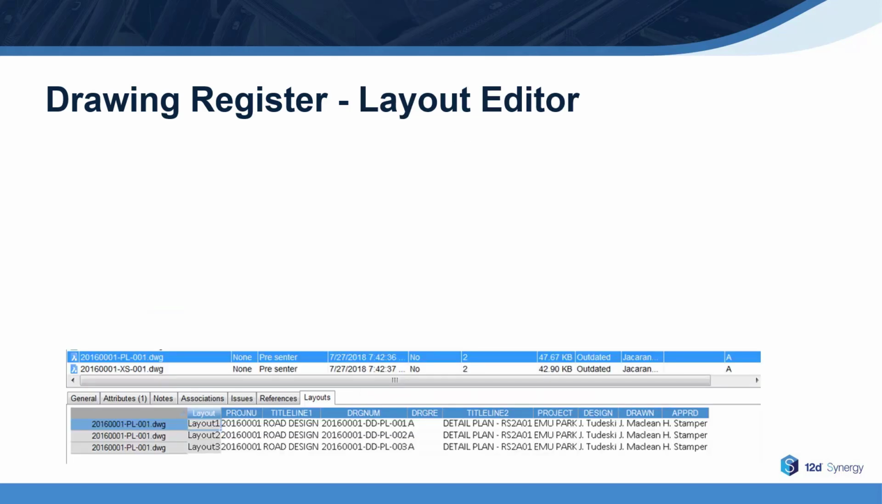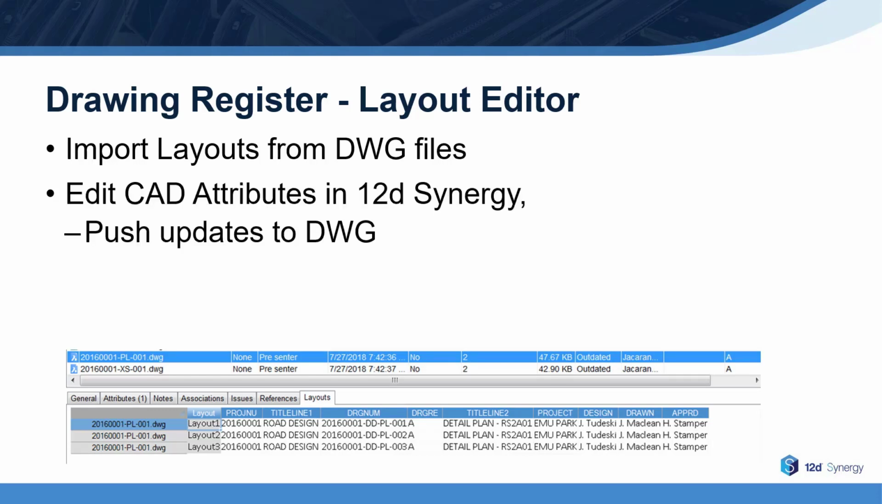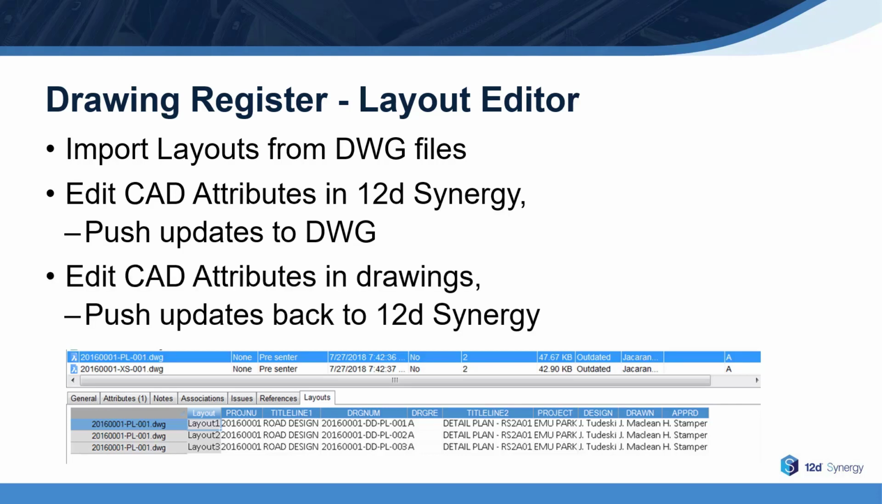For the layout editor, this imports your layouts from the DWG files and brings the CAD attributes in for editing. So you can edit your CAD attributes in 12D Synergy, and then you can push your updates to the DWG. However, this method also allows you to edit the CAD attributes in the drawings and then push the updates back to 12D Synergy. The spreadsheet version can't do that.